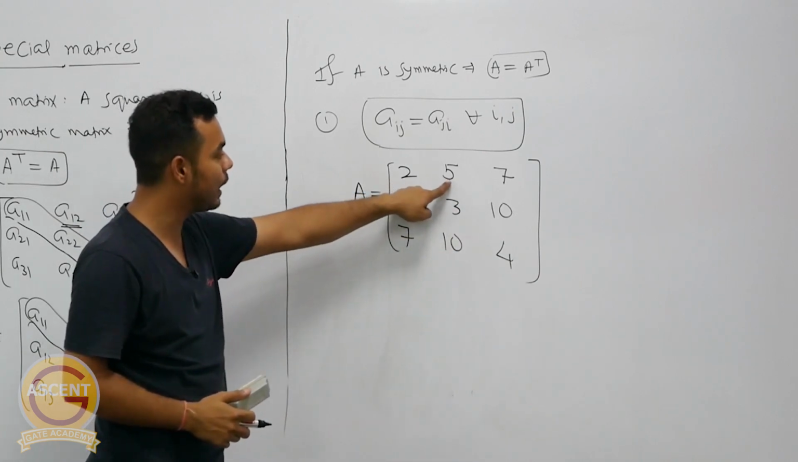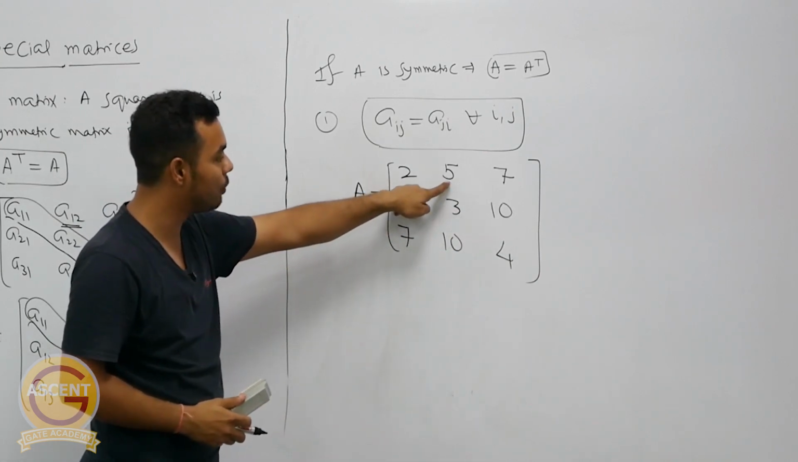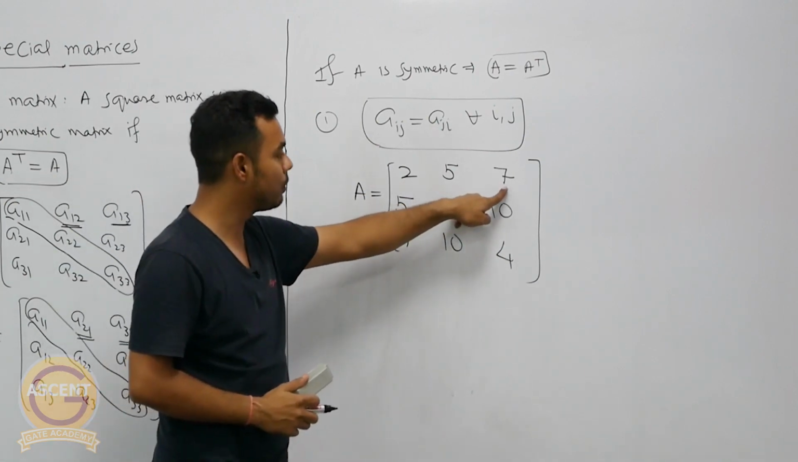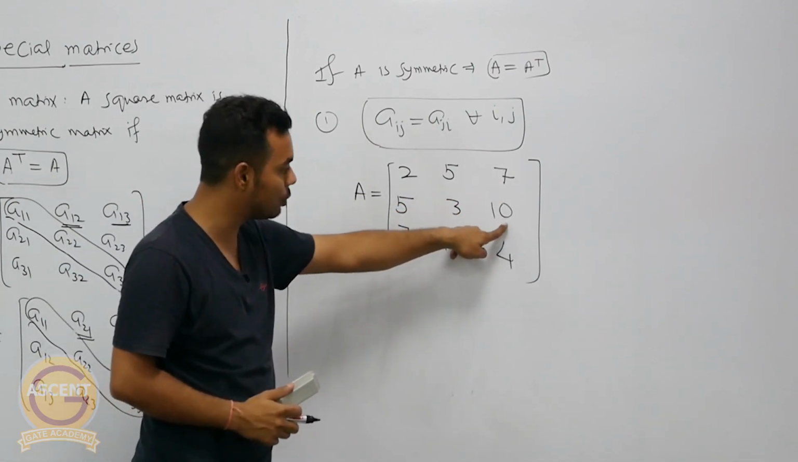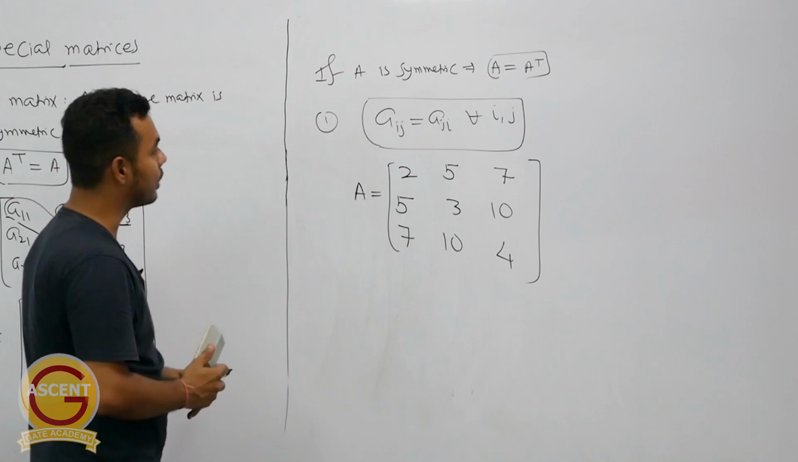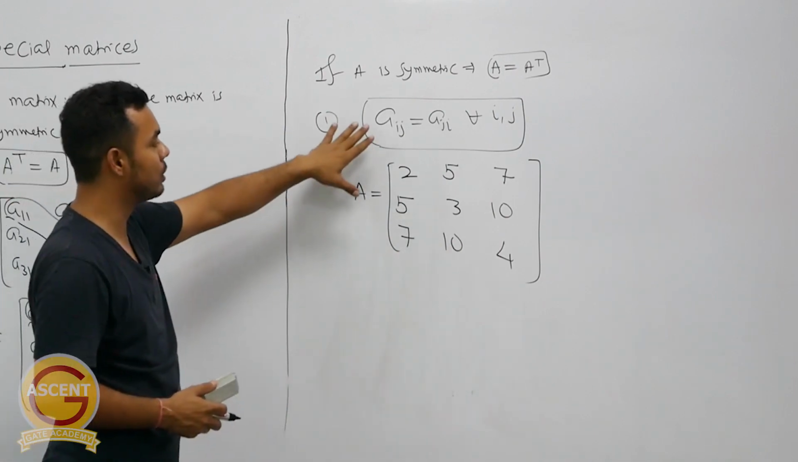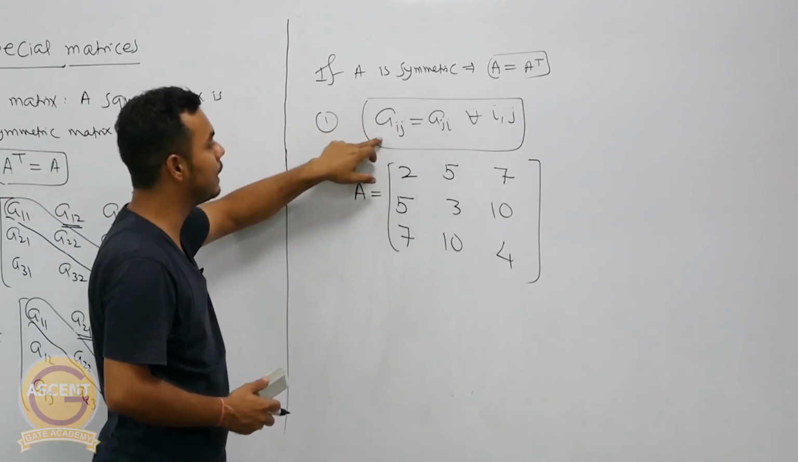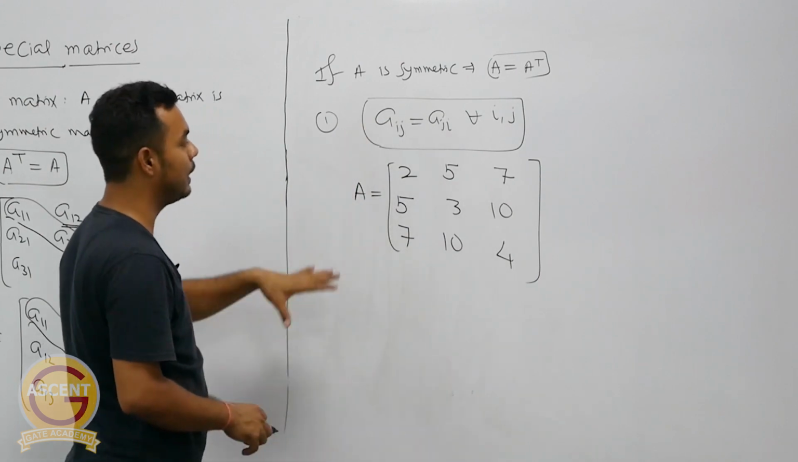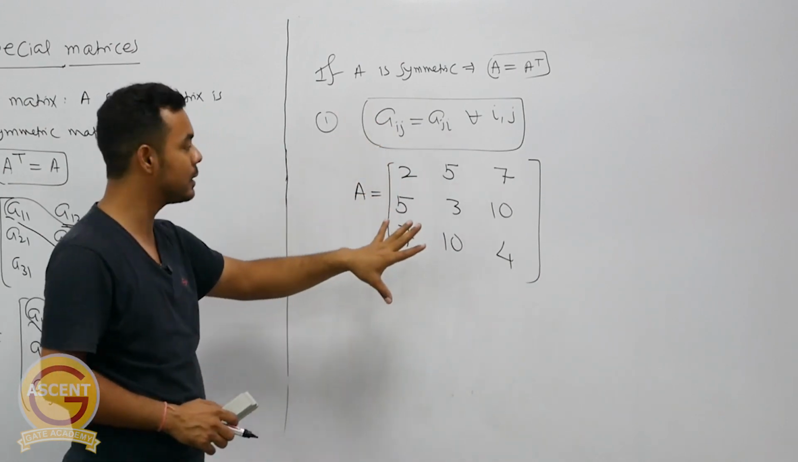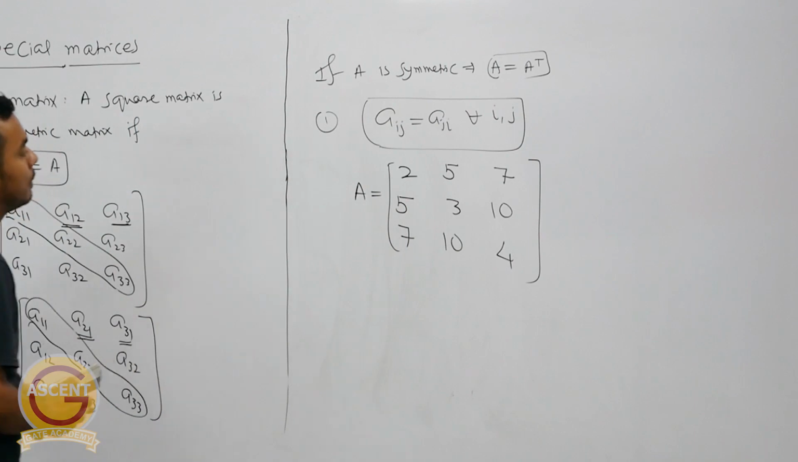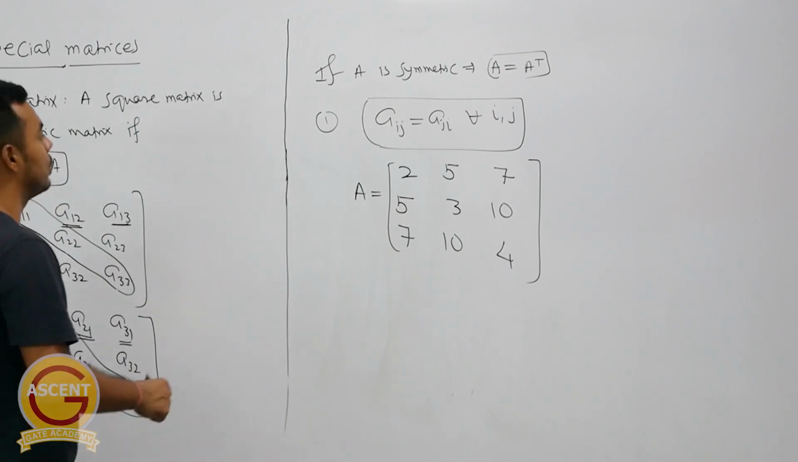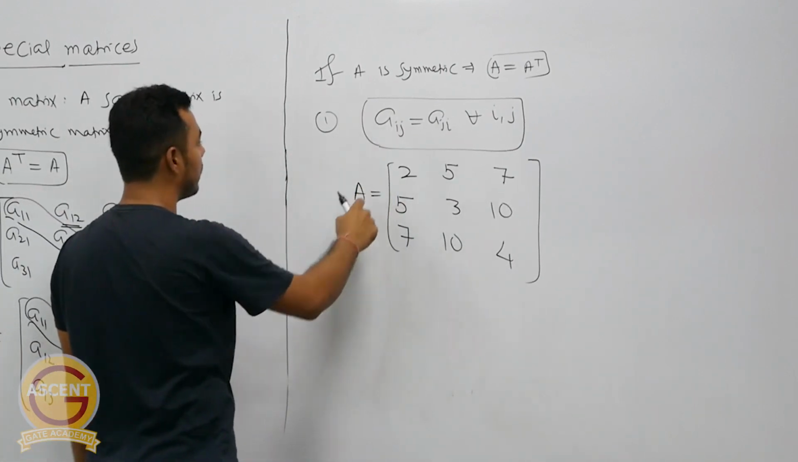The reason is Aij is equal to Aji: A12 is equal to A21, A13 is equal to A31, A23 is equal to A32. So in case of a symmetric matrix, you should remember this second definition, Aij is equal to Aji. Then in that case, you don't have to do any calculation. Simply by seeing the matrix, you can tell whether it is symmetric or not. So this is another definition of a symmetric matrix.